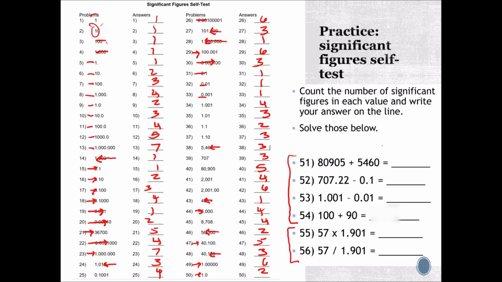Okay, 51. On 51, you may have calculated 8, 6, 3, 6, 5. You need to round that to the tens position. That's a 5, so you're going to round up, and you have 8, 6, 3, 7, 0.